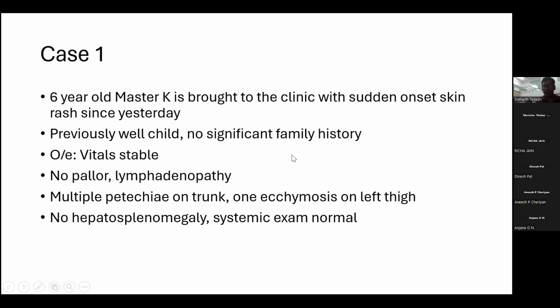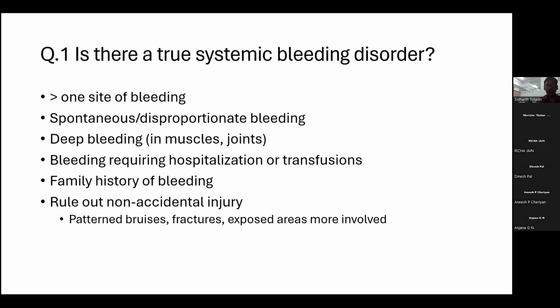So starting with a typical case, a 6-year-old boy, Master K, was brought to the clinic with a sudden onset rash. He was a previously well child with no significant family history, stable on vital examination. On examination, there were only petechiae, that is the skin bleeds, and one big ecchymosis on the left side. Ecchymosis again means skin bleed. There was no hepatosplenomegaly, and otherwise the systemic examination was normal in this child.